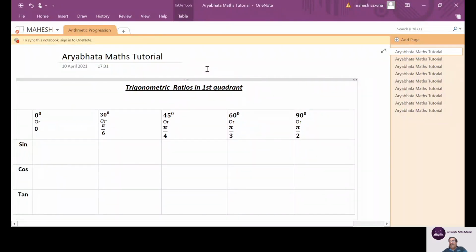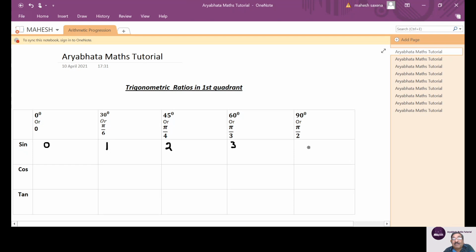Suppose the angles in the first quadrant are 0 degree or 0 radian, 30 degree or pi by 6 radian, 45 degree or pi by 4 radian, 60 degree or pi by 3 radian, and 90 degree or pi by 2 radian. In case of sine, you start writing from 0 to 4 below the angles. That is, below 0 you write 0, below 30 you write 1, below 45 you write 2, below 60 you write 3, below 90 you write 4.